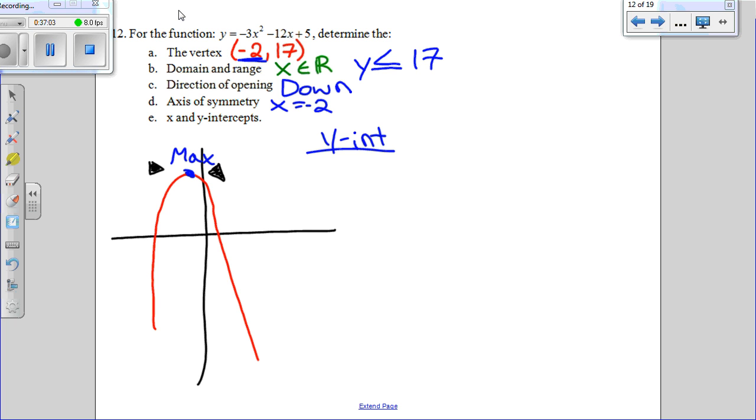The x-intercept's a little bit trickier. A little bit tricky because we actually have to use our calculator. Our calculator doesn't use the term x-intercepts. Our calculator uses the term 0.